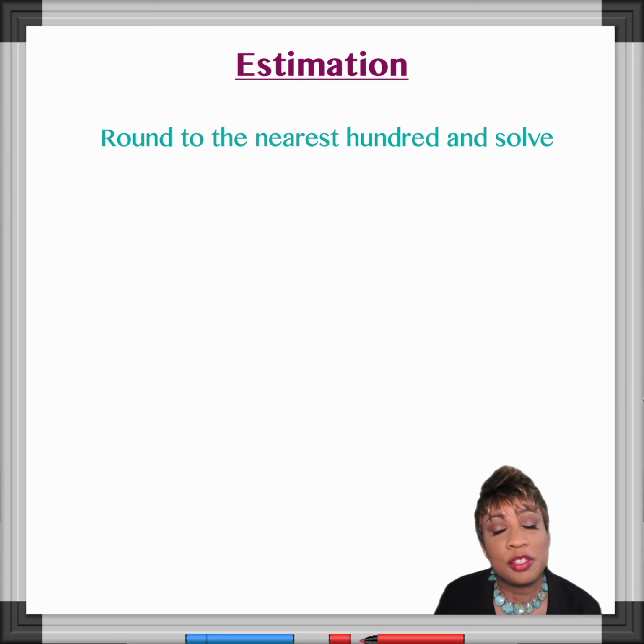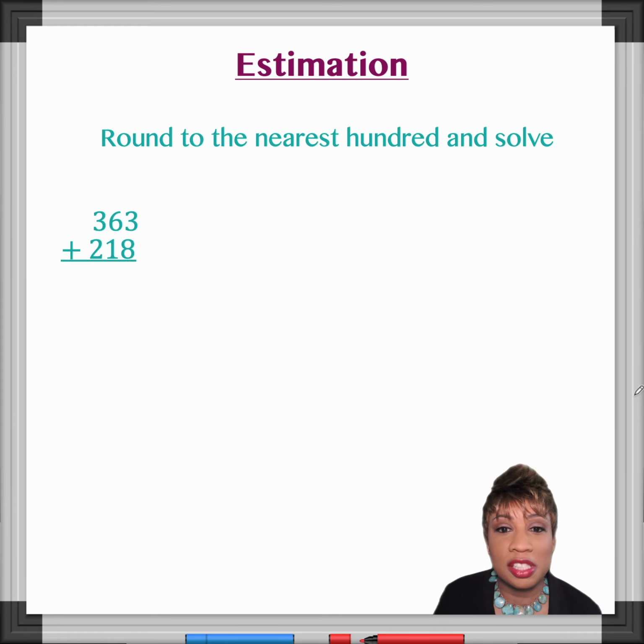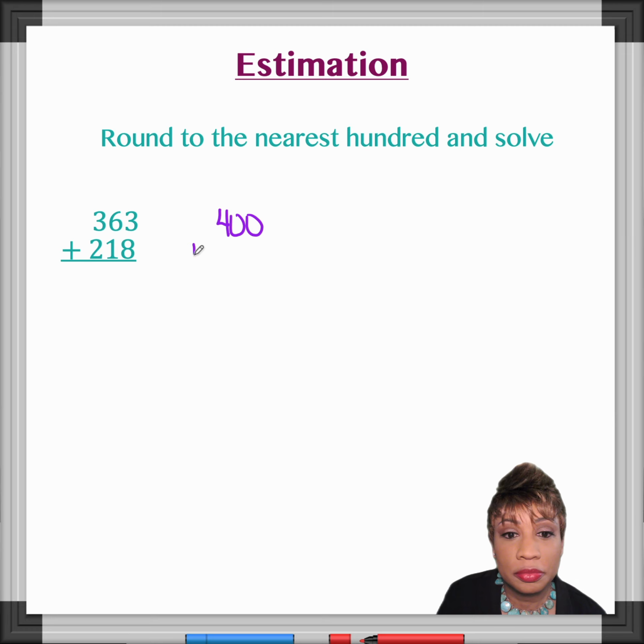For these questions, we are going to estimate to the place value and then we're going to solve. So, we want to round to the nearest hundred. In our hundreds place is 3. So when we're rounding, we look at the number to the right. 6 is 5 or greater. Therefore, this is going to round up to 400.